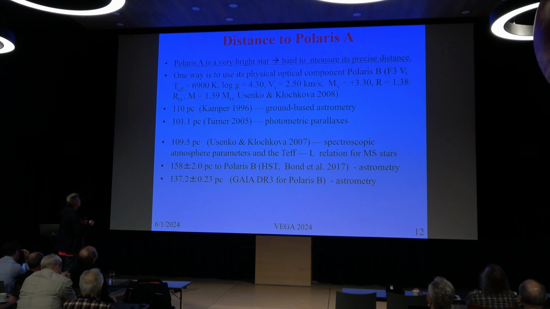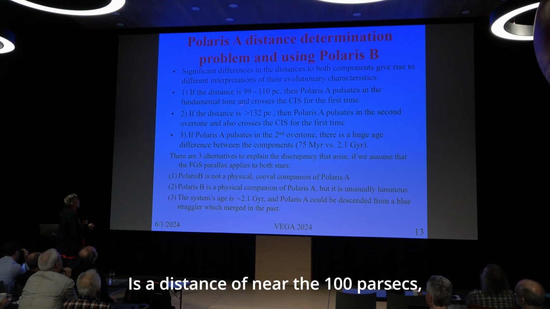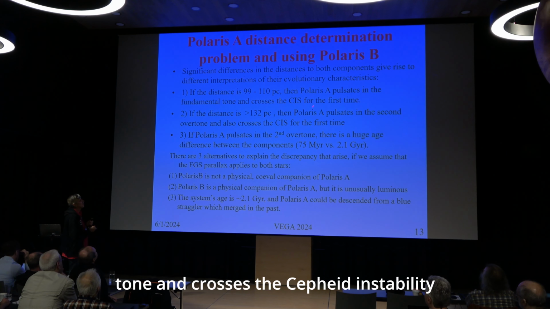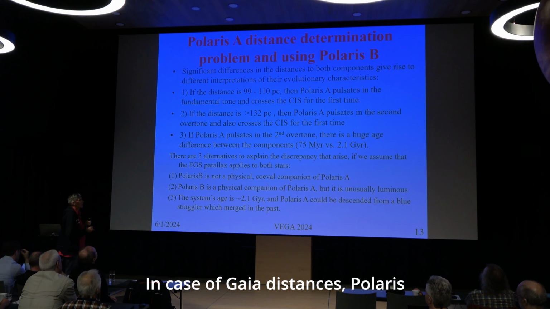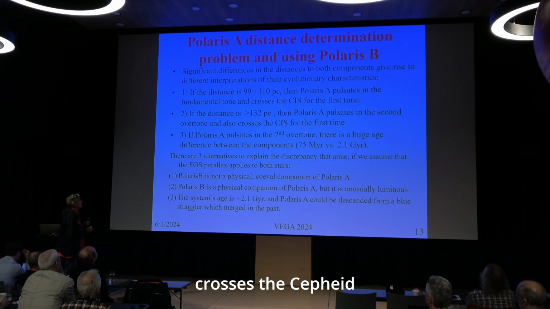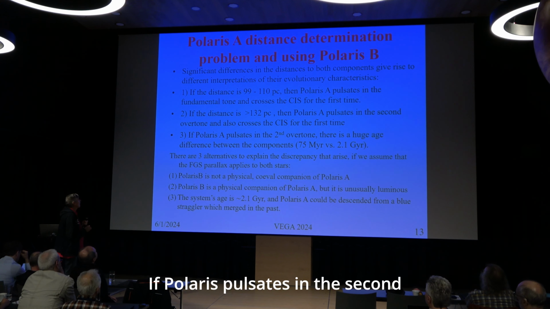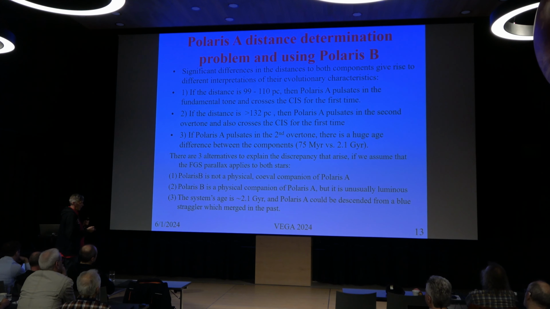One position: at a distance of near 100 parsecs, Polaris pulsates in the fundamental tone and crosses the Cepheid instability strip for the first time. In the case of Gaia distances, Polaris pulsates in the second overtone and crosses the Cepheid instability strip for the first time. If Polaris pulsates in the second overtone, there is a huge age difference between the components.